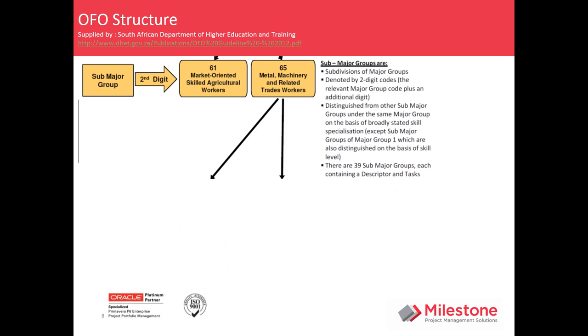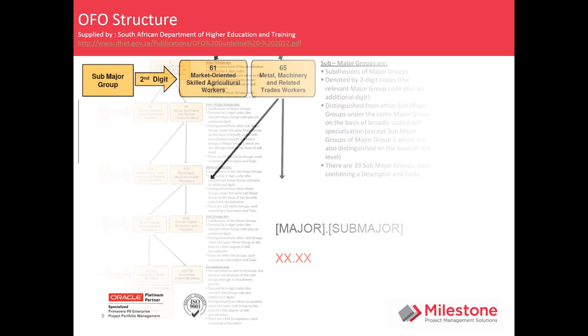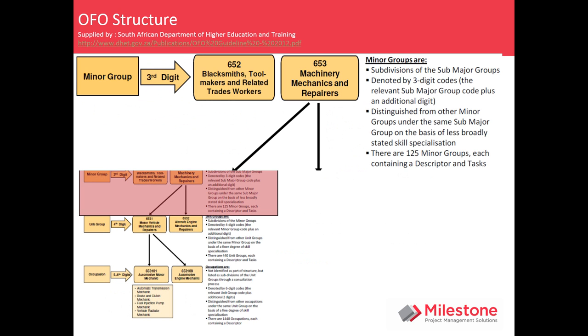So let's go to the next level and you see how this builds on. Now we're going to focus on the sub-major groups. It is a subdivision, a child of the major, and it is the second digit code, so major dot submajor, or x.x. There are 39 options within the submajor groups. So you pick the major, and then through 39 options below that, pick the submajor, each respective to its own major group.